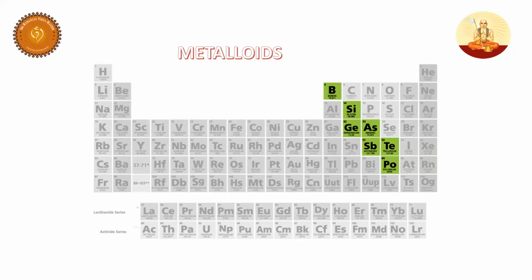So very good. Now, students, to your surprise, P block elements contain metals, non-metals, and metalloids. So what do P block elements contain? Metals, non-metals as well as metalloids. It contains all.